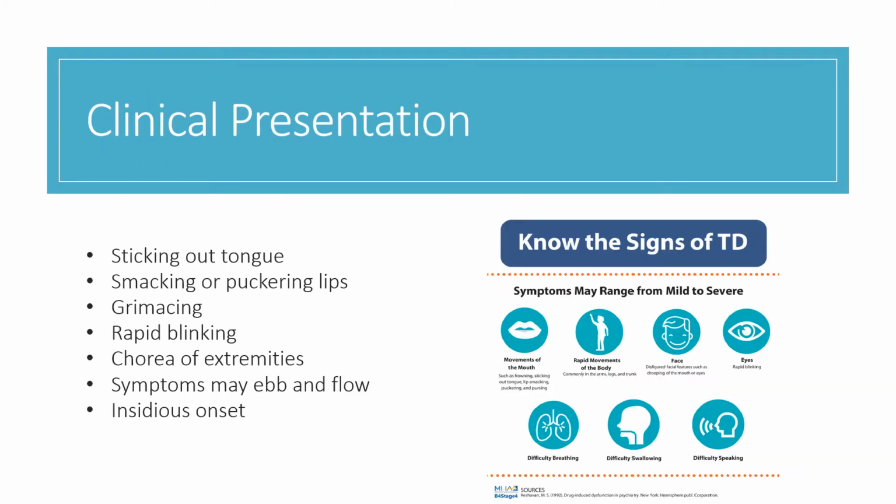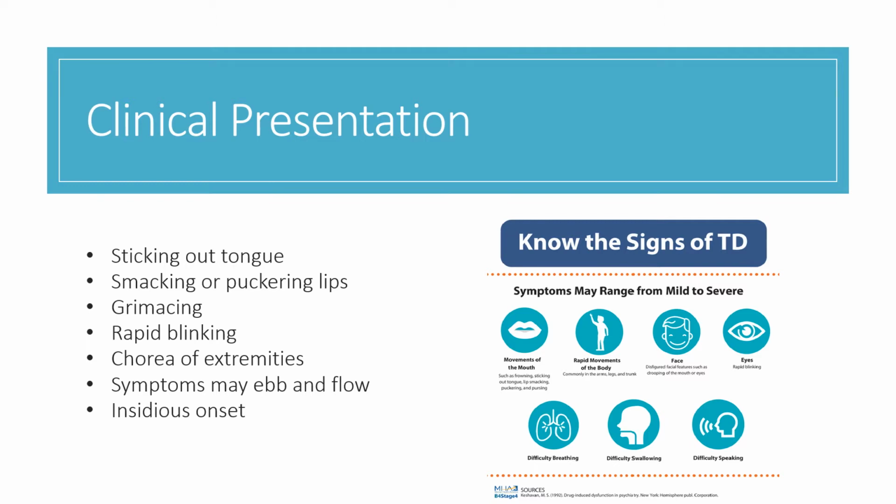As I previously stated, TD is typically seen firstly in the oral facial region. You may see involuntary sticking out of the tongue, smacking or puckering lips, grimacing, rapid blinking. In more severe cases, you may see chorea or jerking of the extremities as well as some truncal involvement.